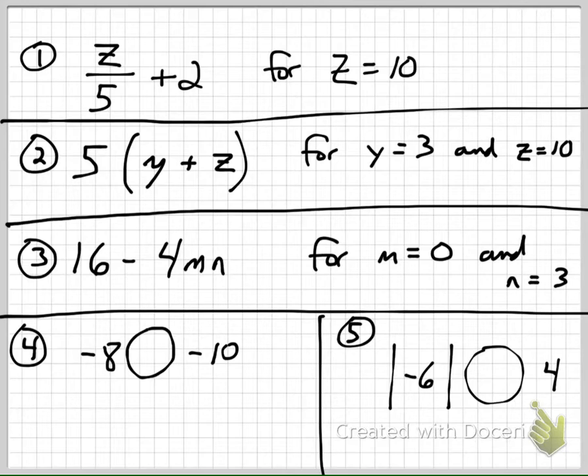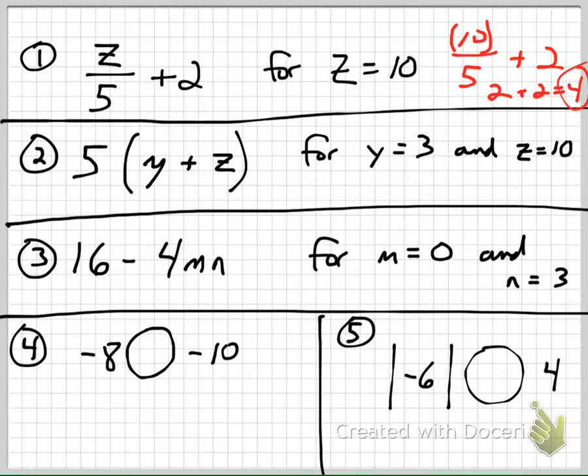So here's the deal. Let's plug this in. Number one, z divided by 5 plus 2 for z equals 10. What you're going to do is rewrite z divided by 5 plus 2. Instead of z, you put 10. So 10 divided by 5 plus 2. What do I do next? There's a division problem and there's an addition problem. You do the division first. 10 divided by 5 is 2. 2 plus 2 is 4. The answer to number 1 is 4.